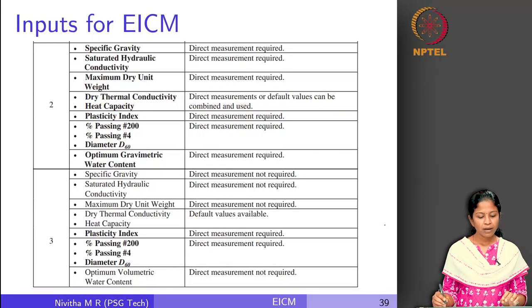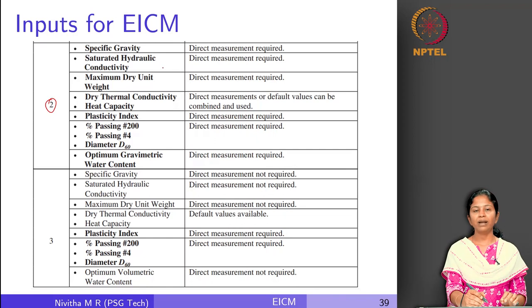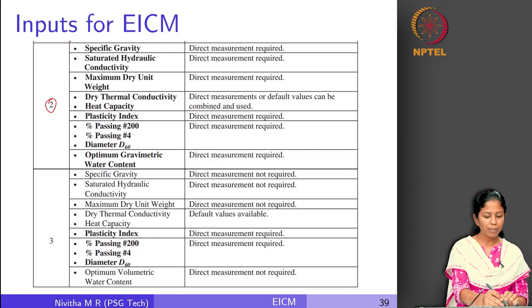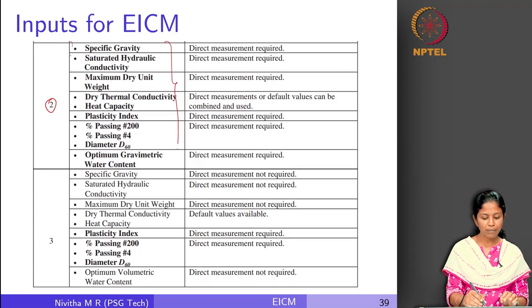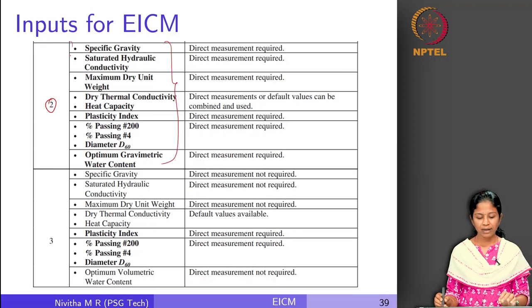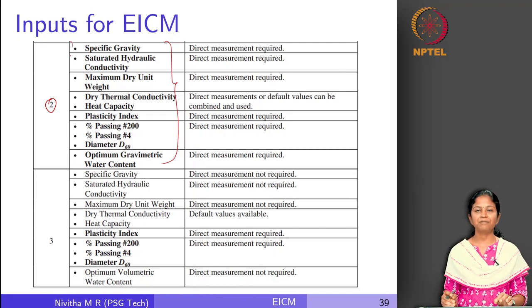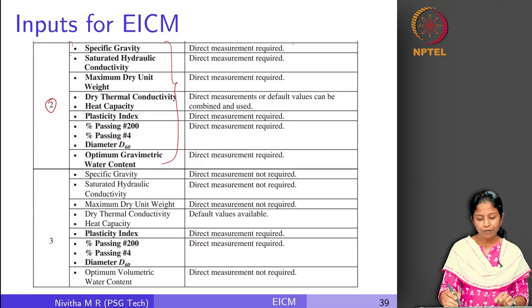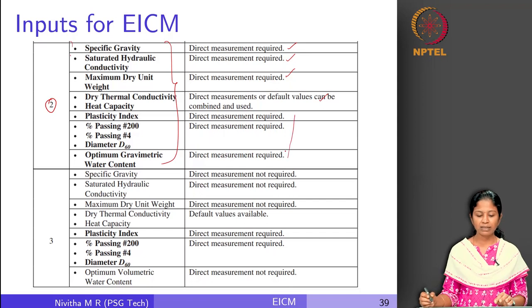Next, we move on to level 2 of data. You can see whether it is level 1, level 2 or level 3, the input parameters I require are the same, right? We saw a similar set of parameters for level 1 also. But the source from which we collect this information is going to be different. Even for level 2, direct measurement is recommended for all these parameters. For these two, default values can be combined and used. Again, direct measurement for all these cases.